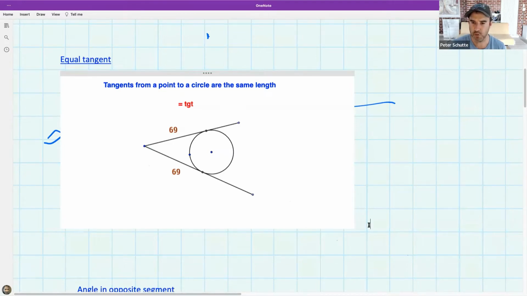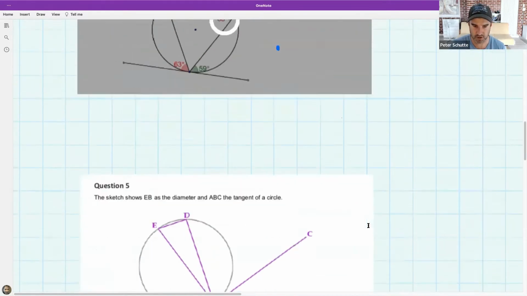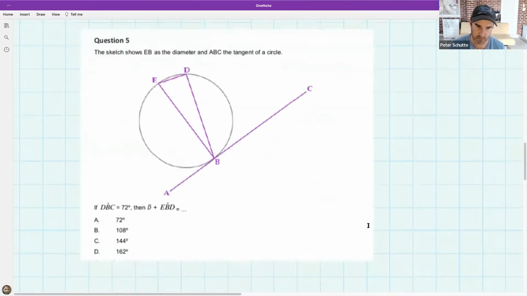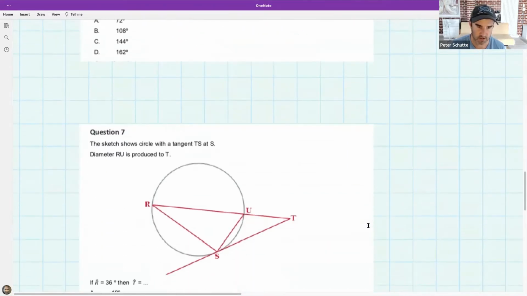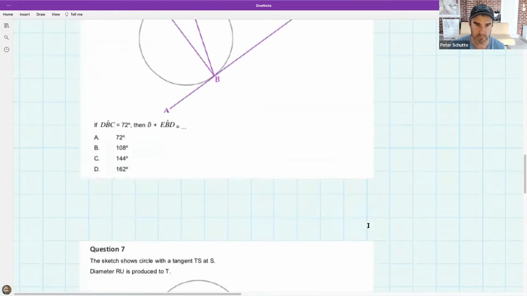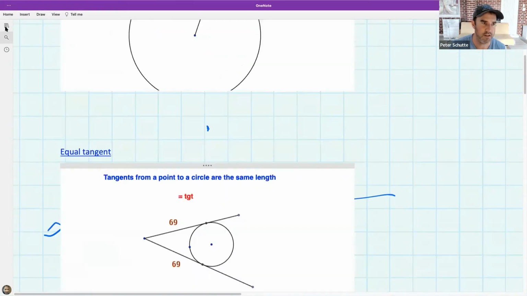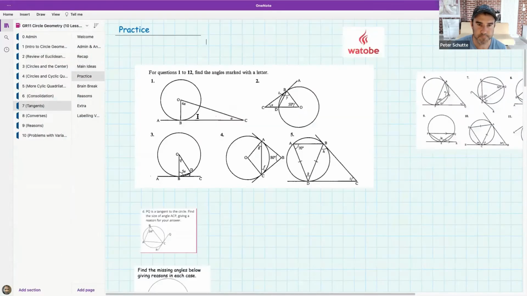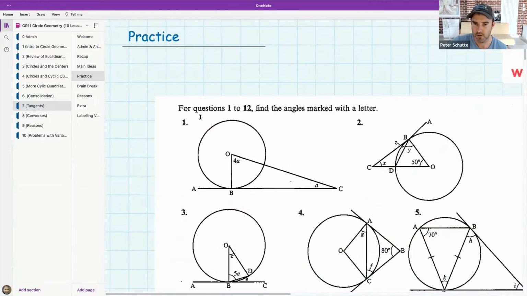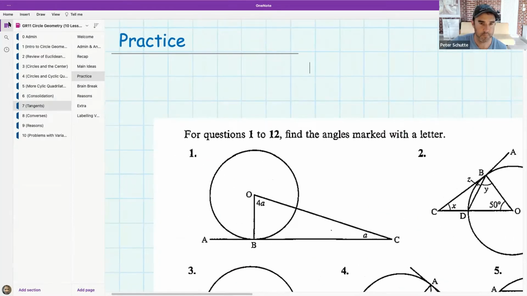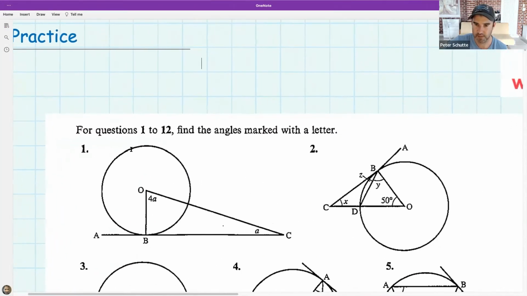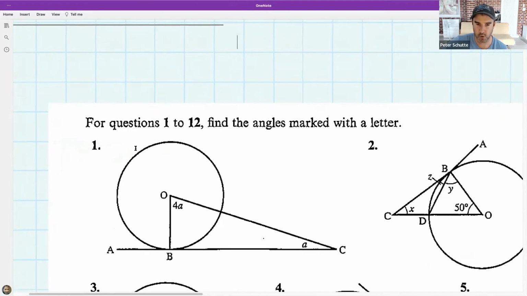So before I show you the third one, let's actually do a question based around this. Okay, let me jump to the next page. I'm going to put one question on the board.